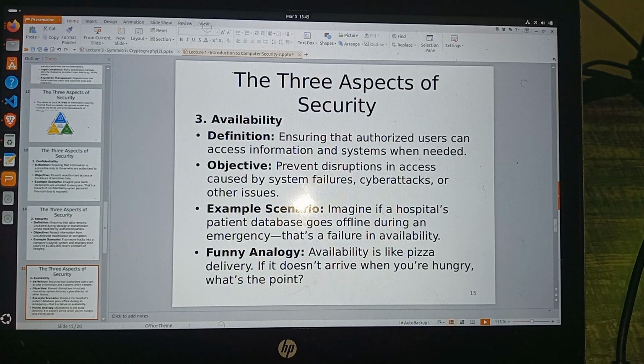On availability, this ensures that authorized users can access the information or the system whenever they need it. Take an example of the national grading system, or a university student portal. How would you feel when you are registered at a university, then you find that you cannot access your past grades or your fee balances? That becomes tricky. This is one of the aspects of why we need computer security, for availability purposes.